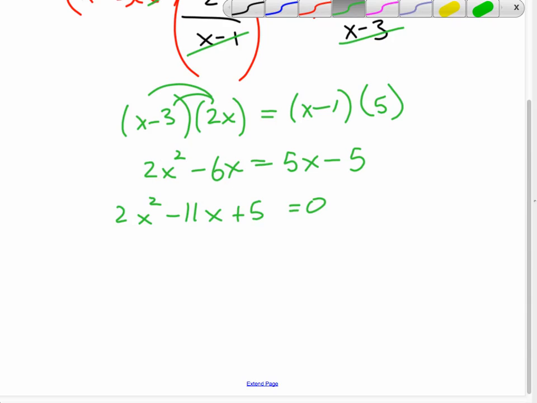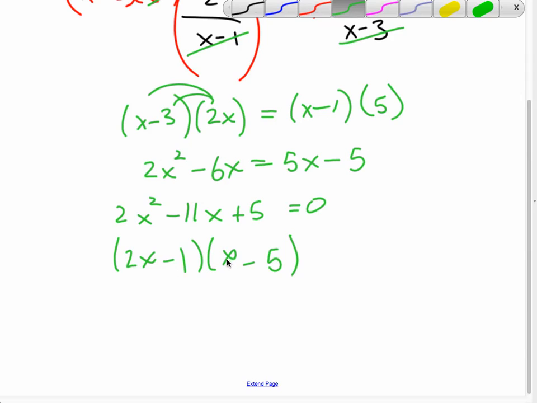And to solve, I need to factor this quadratic. I think it's factorable. I think it's 2x and x. Things that multiply to 5. Or no, multiply to 10 and add to 11. I'm just guessing here. I'll put a 5 there and a 1 there. I think I'll make them both negative.